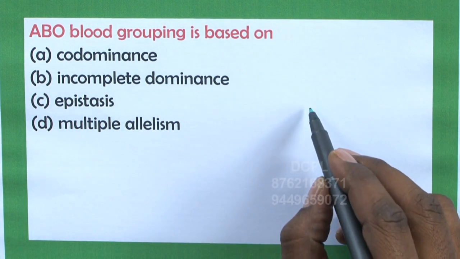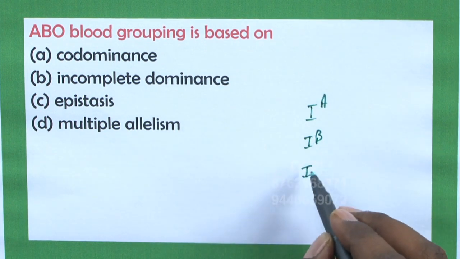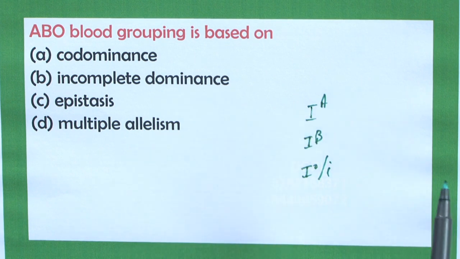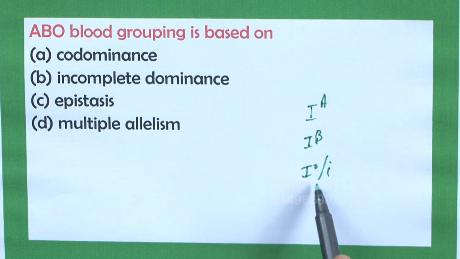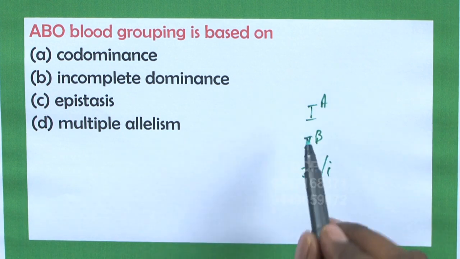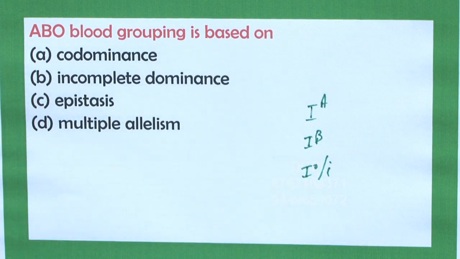The human blood groups are controlled by three genes, that is IA, IB, IO or small i. Here IA controls blood group A because it codes for antigen A, IB controls blood group B because it codes for antigen B, and IO or small i does not code for any antigen. In this particular question, there are three types of alleles, and the same gene occurs in three different forms. The question is: ABO blood grouping is based on option A codominance, option B incomplete dominance, option C epistasis, and option D multiple allelism.